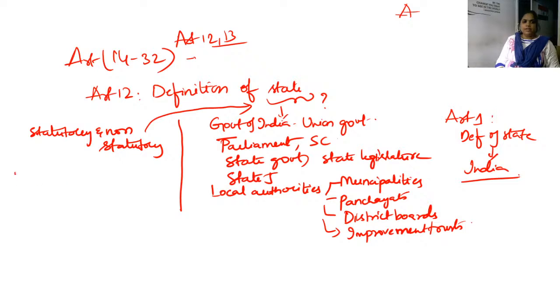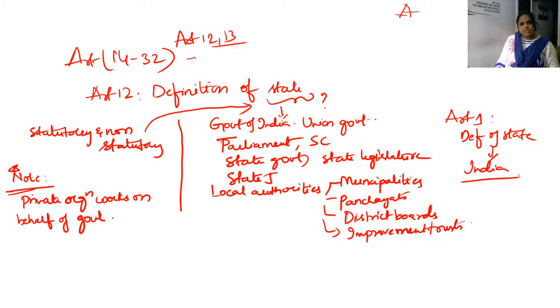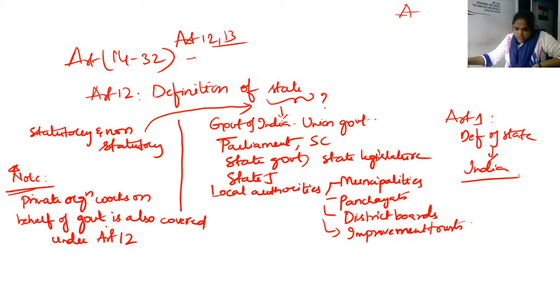Now, an important note, very, very important, star mark. A private organization which works on behalf of the government is also covered under Article 12. Any private organization which is actually working on behalf of the government, or doing the activities of the government, is also covered under the definition of state. It is not my definition. The Supreme Court has interpreted this. The Court has held that any private organization which is on behalf of the government is also covered under Article 12.